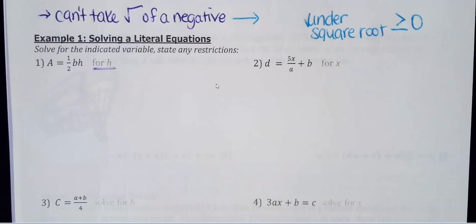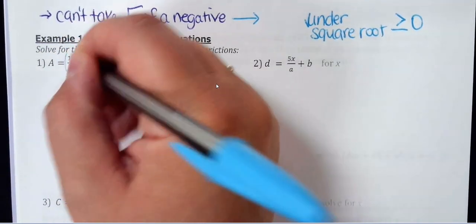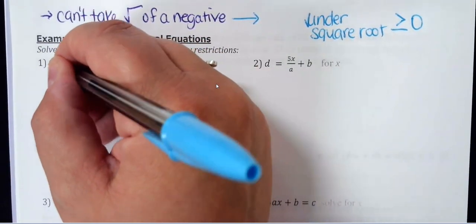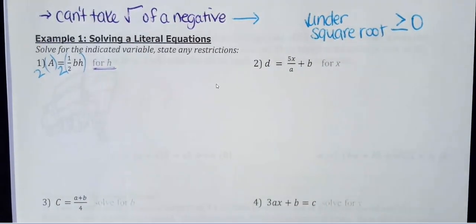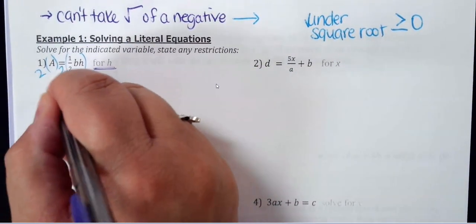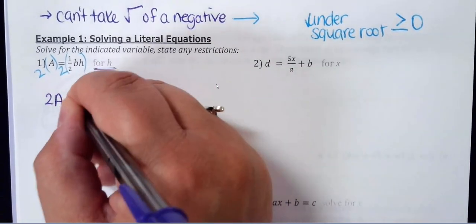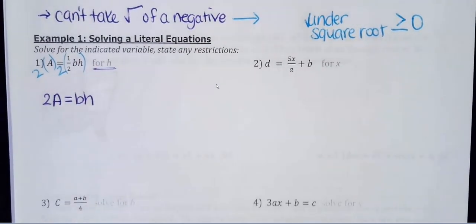So anybody have any idea? I have area equals 1/2 base times height. What might you do first if you were going to try to get h alone? For sure. Okay, dispose of that lovely fraction. So 1/2, if you just multiply it by its reciprocal of 2, that'll get rid of it. What it would look like is you would have 2 times a, and on the other side the 1/2 just cancels out, and then you're left with b times h.